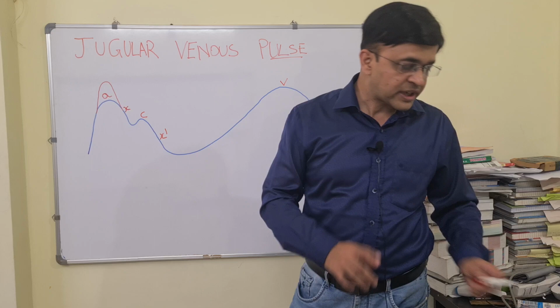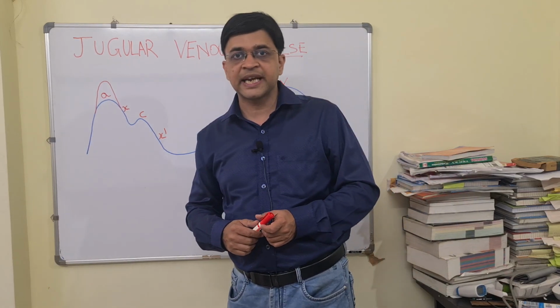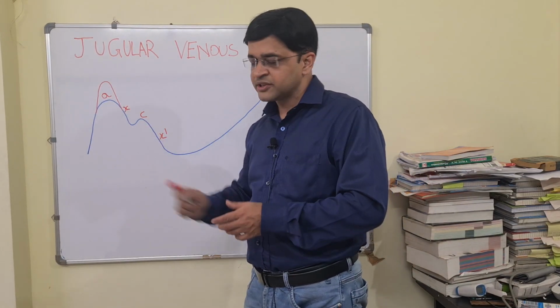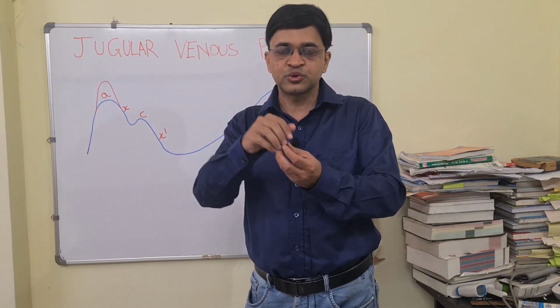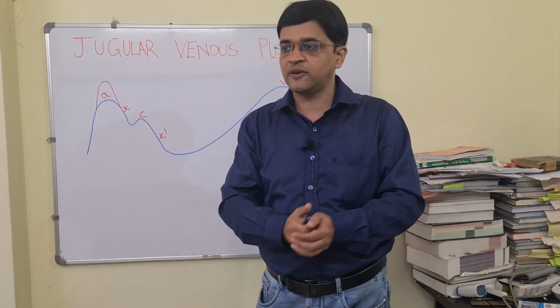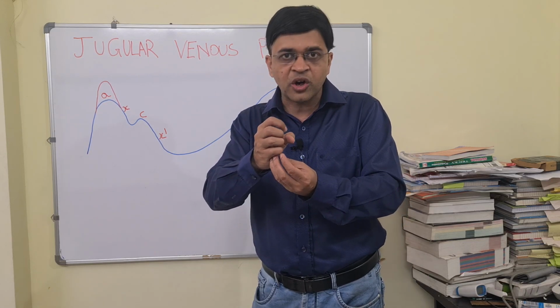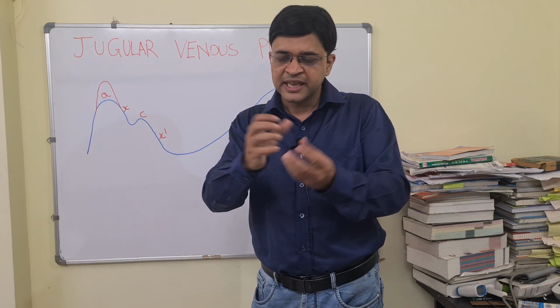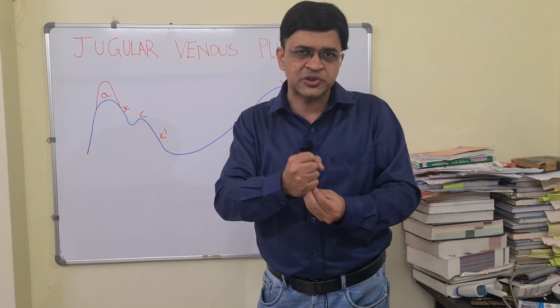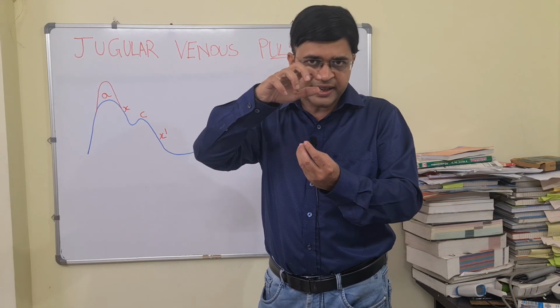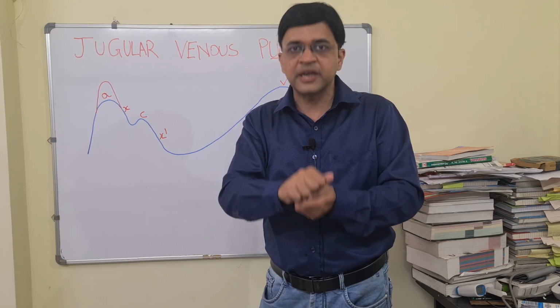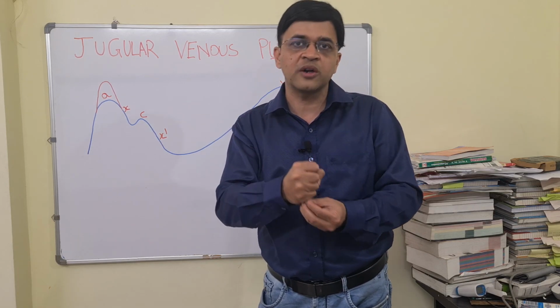But what are the other conditions in which we can get a tall A wave? Suppose the atria is trying to contract and push blood through which valve? The mitral valve, right? So if this mitral valve gets stenosed due to something, then also the atria is going to find it tough to push blood through such a stenosed valve, right?